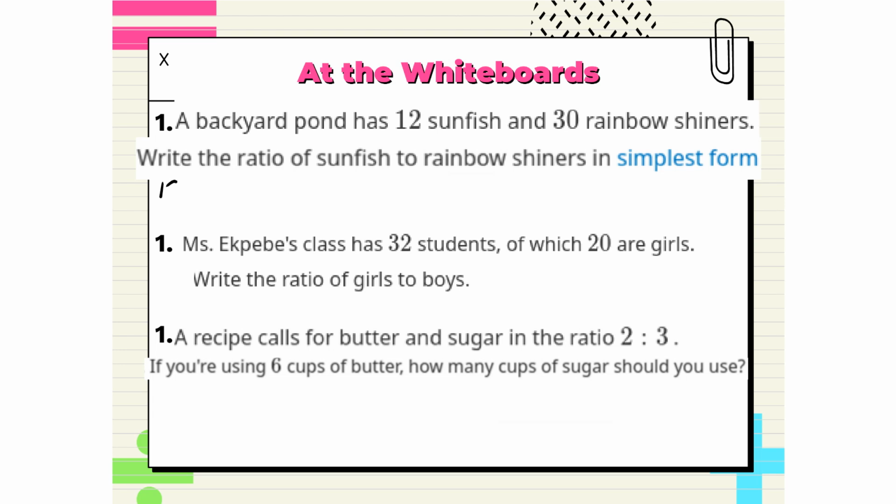So you've got 12 sunfish for every 30 rainbow shiners. That's fine, but you have to reduce it down. Both those numbers can be divided by 6, so we end up with a ratio of 2 to 5.